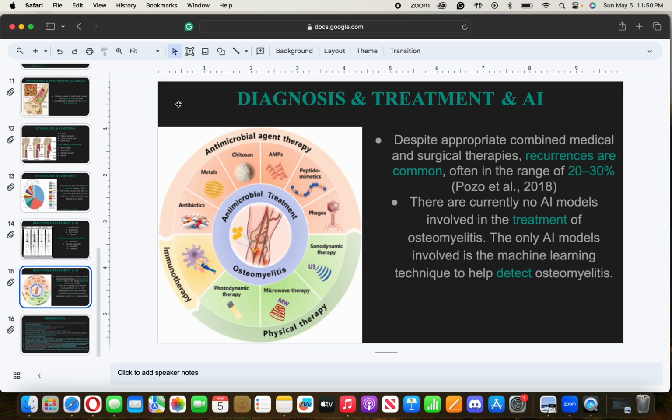So despite all the treatments and surgical interventions available, reoccurrence rate is high with a percentage of 20 to 30%. Currently, there are no AI models available in the treatment of osteomyelitis, but there are AI models available to help early detect osteomyelitis. And here we have a chart showing all the different treatments that are available to people with osteomyelitis.